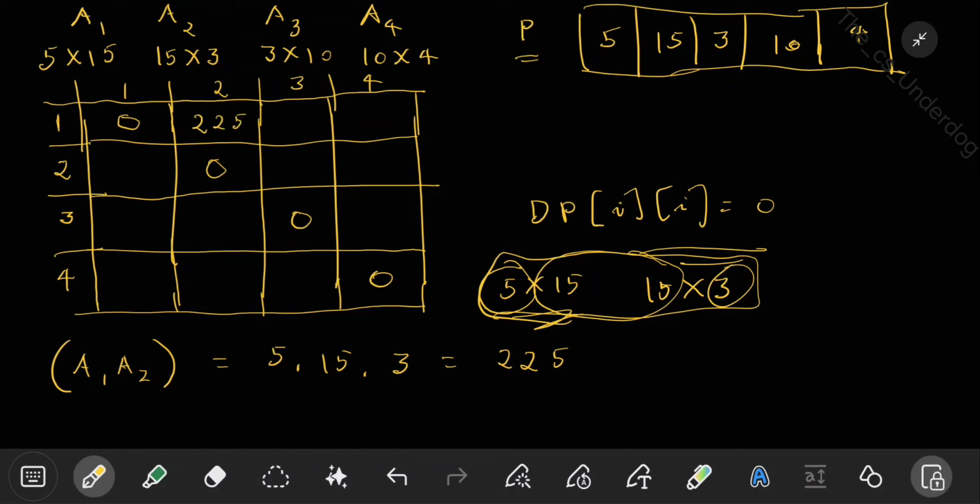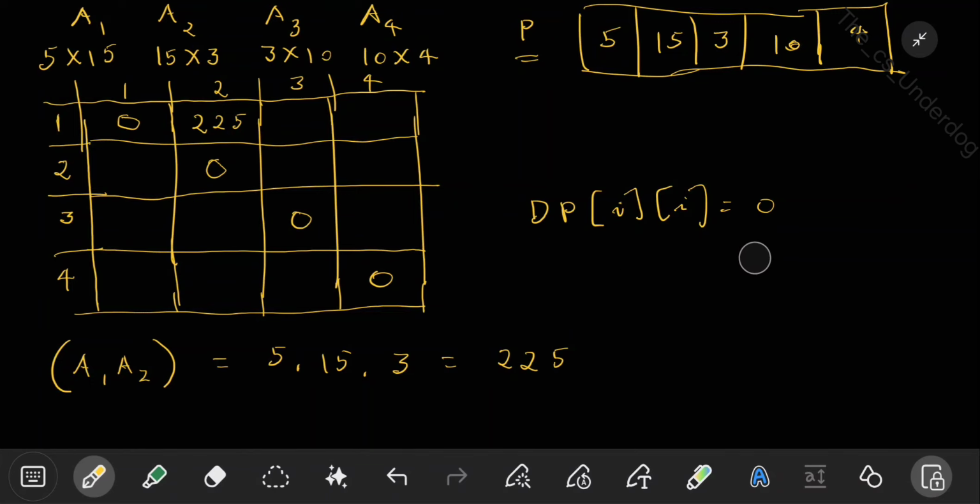Next entry is this one, dp of 2, 3. So what is dp of 2, 3? It says multiplication of all matrices from A2 to A3. There are only two matrices there. So how do you identify the count required? Here it will be A2, A3. For this, in order to identify scalar multiplications, A2 is of size 15 by 3 and A3 is of size 3 by 10.